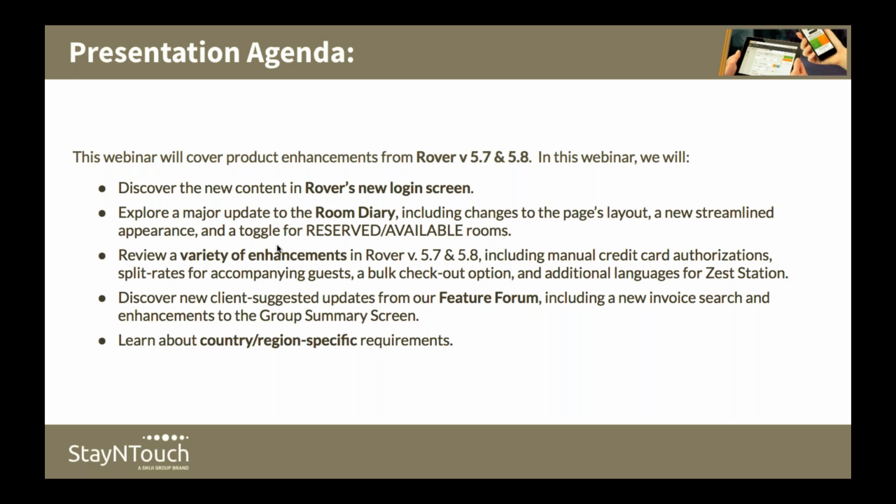This will include manual credit card authorizations, split rates for accompanying guests, a bulk checkout option, and additional languages for Zest Station. We will also discover new client-suggested updates from our feature forum, including a new invoice search and enhancements to the group summary screen. Finally, we will learn about some country and region-specific requirements.